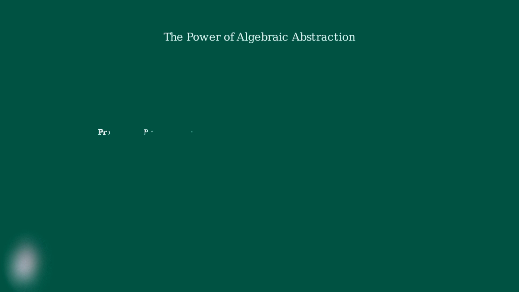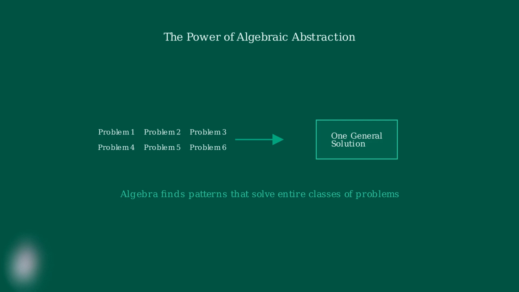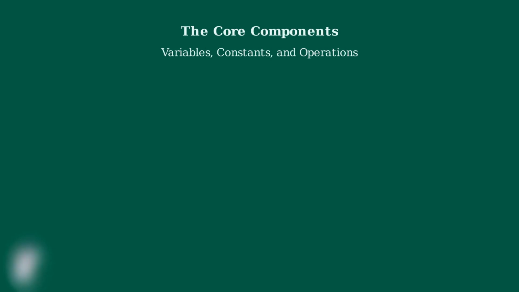This abstraction gives algebra tremendous power. Instead of solving hundreds of individual problems, we can find general solutions that work for entire classes of problems. This is what makes algebra such a fundamental tool in mathematics and science. Algebra is built upon three fundamental components that work together to create mathematical expressions and equations. Understanding these core elements is essential for mastering algebraic concepts.